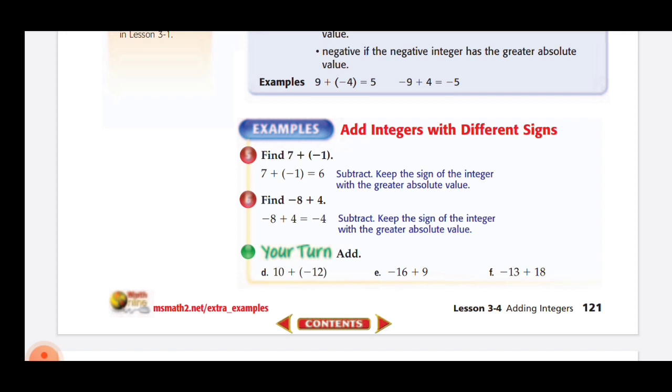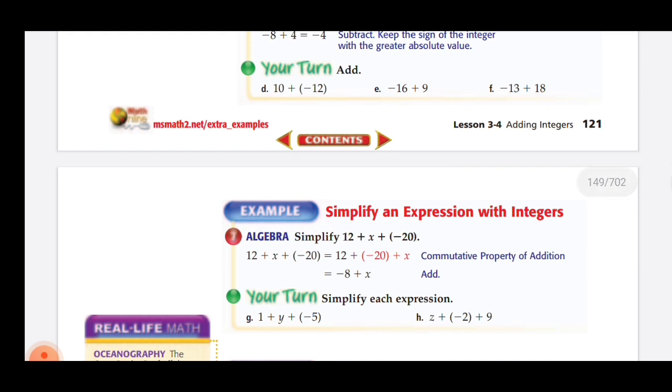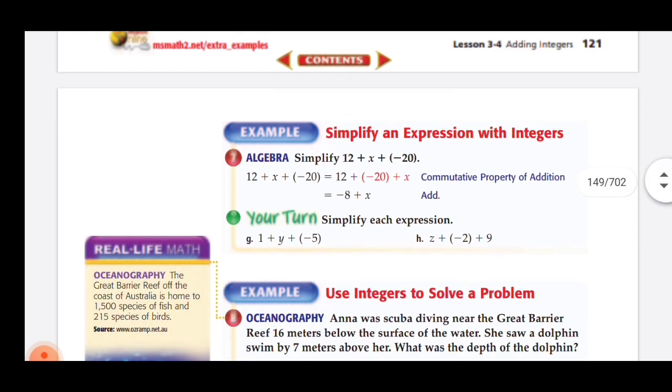Minus 8 plus 4 equals minus 4. Subtract. Keep the sign of the integer with the greater absolute value. Your turn. D. 10 plus minus 12. E. Minus 16 plus 9. F. Minus 13 plus 18.